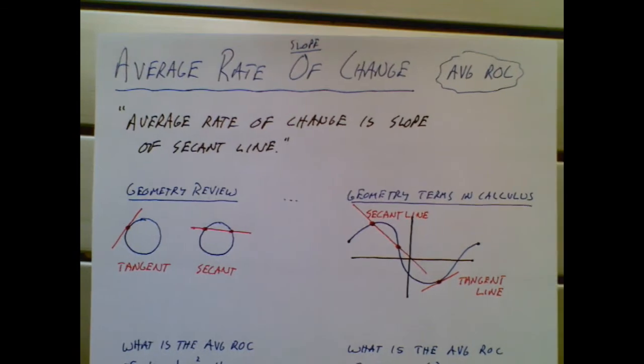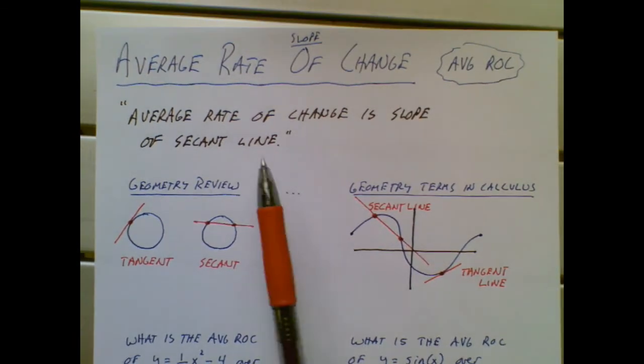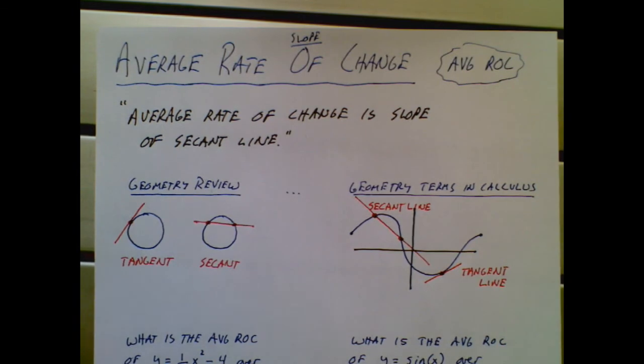Average rate of change, easiest thing you're ever going to see in calculus, and believe it or not, it will show up on the calculus AP test. Average rate of change is slope of secant line.